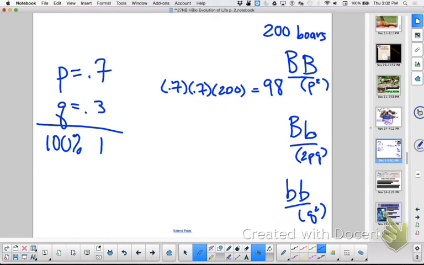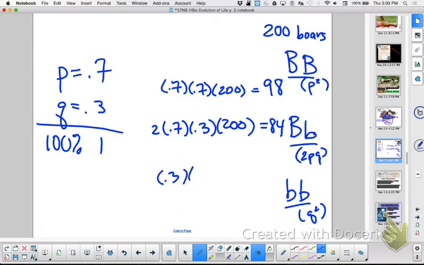Then I want to know how many of them are 2PQ. Well, that would be big B little b, or little b big B, the two ways to be it. So that would be 2 times 0.7 times 0.3 times 200 boars. 84, right. And if I want to know how many are little b little b, I could add these together and subtract them from 200, or I could do the math for it. That would be 0.3 times 0.3 times 200. 18.